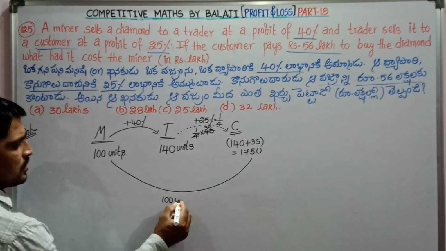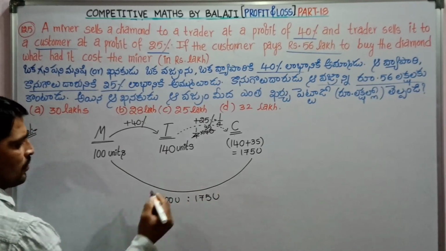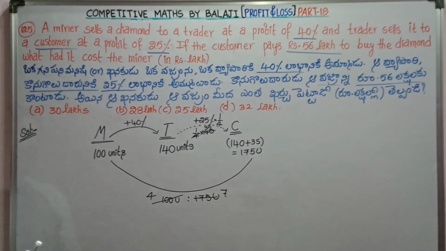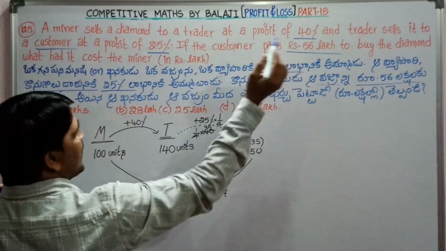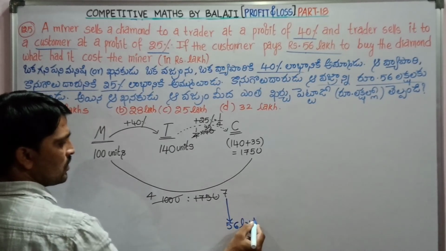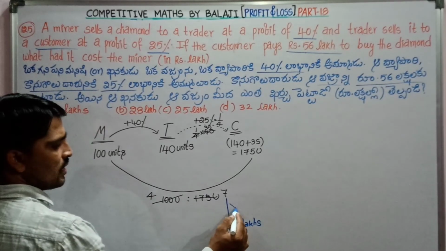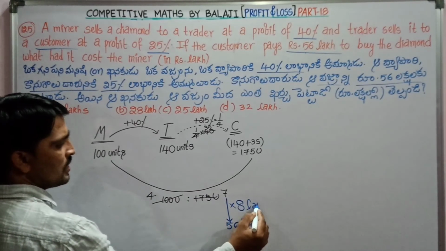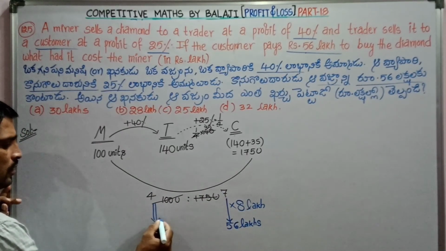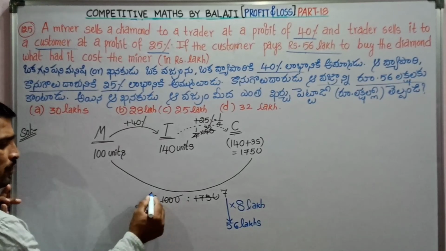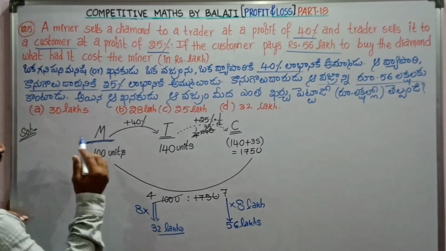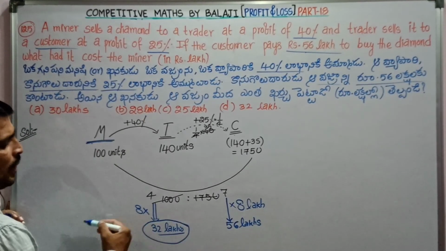Consider the ratio of the miner and customer cost prices. That is 100 units is to 175 units. 25 fours are 100, 25 sevens are 175. And the customer pays 56 lakhs rupees. That is, 7 units value is 56 lakhs. That is 8 times 7. 7 eights are 56 lakhs. So we have to find 8 times 4. 4 eights are 32 lakhs. Therefore, the investment of the miner on the diamond is 32 lakhs.